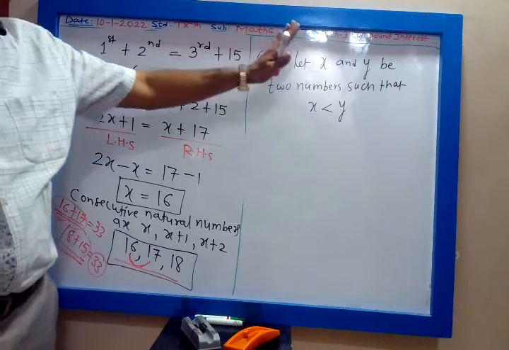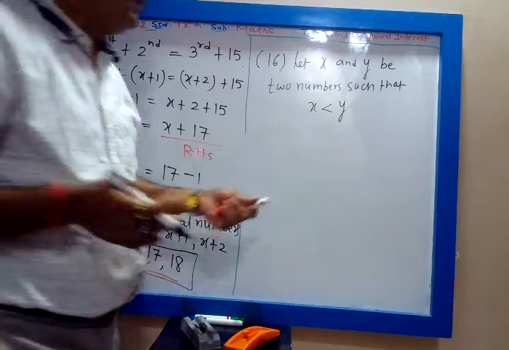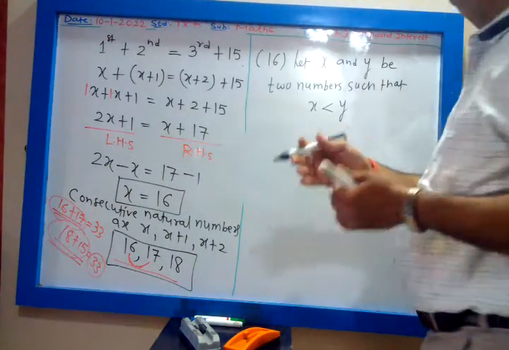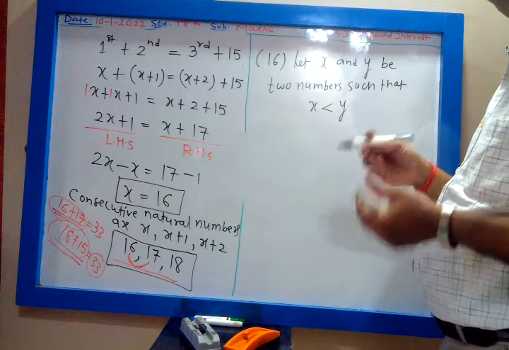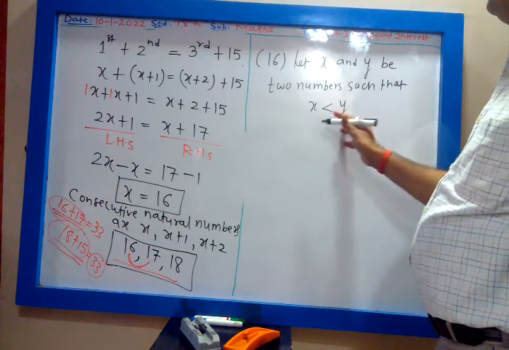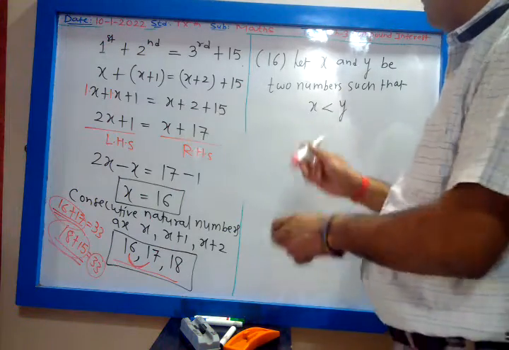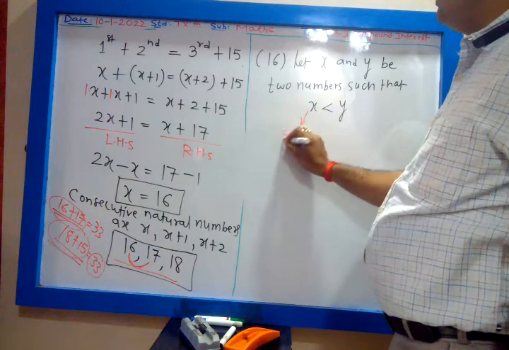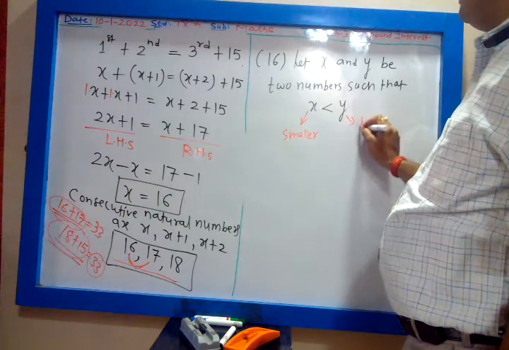Yes, very good. My dear, you can take x greater than y, it does not matter. Because in the question it is given smaller number, no? So we have to select one of them as bigger number, smaller number. So x is less than y means y is bigger and x is smaller.